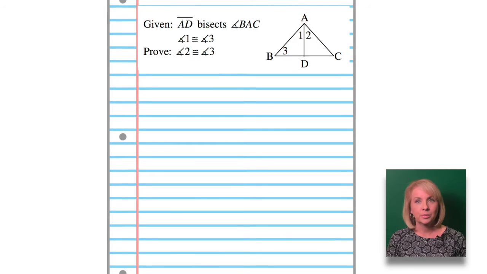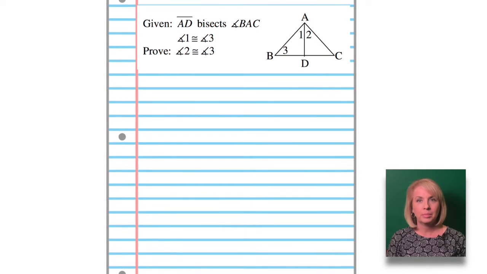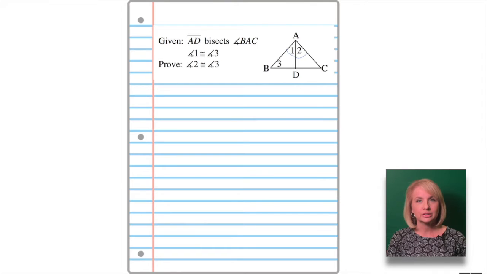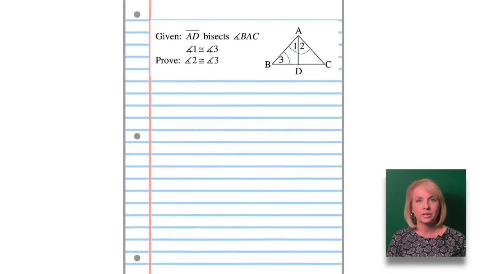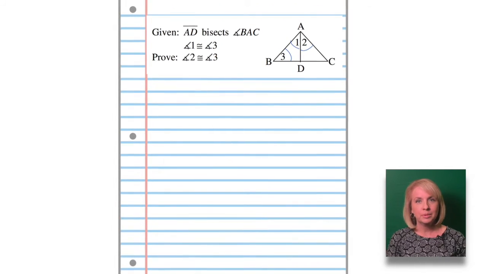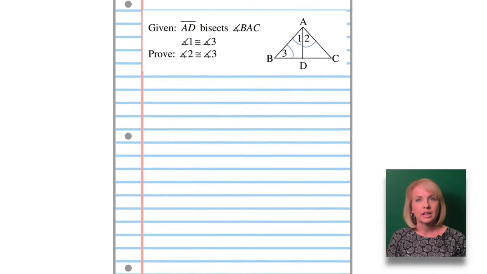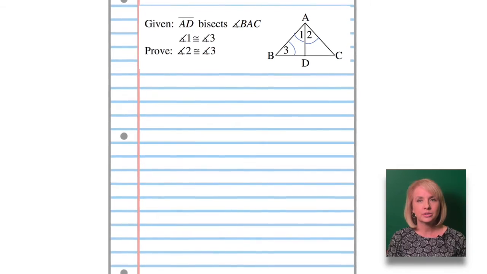In this example, we've been told that segment AD bisects angle BAC, so we can mark those congruent angles. We've also been given that angle 1 and angle 3 are congruent, and can mark angle 3 with the same arc mark as we used for angle 1. As you mark your diagram, keep in mind what it is you're trying to prove and come up with the steps you plan to use.